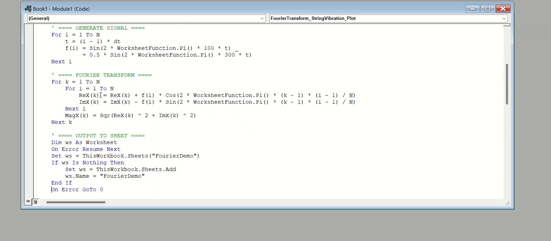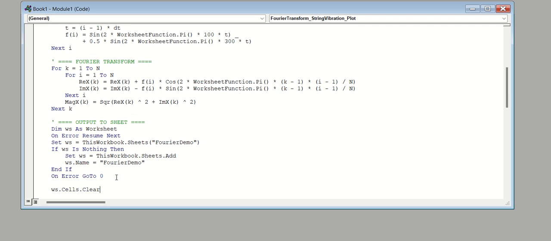In the Fourier transform, we need to get the real and imaginary number. So real is the real number plus f of I into cos 2 pi into k minus 1 into I minus 1 by n. So we can get the real and imaginary, and then the magnitude, the square root of these two, and the output we can get. The output we will put in the Fourier sheet, that is the name of it.